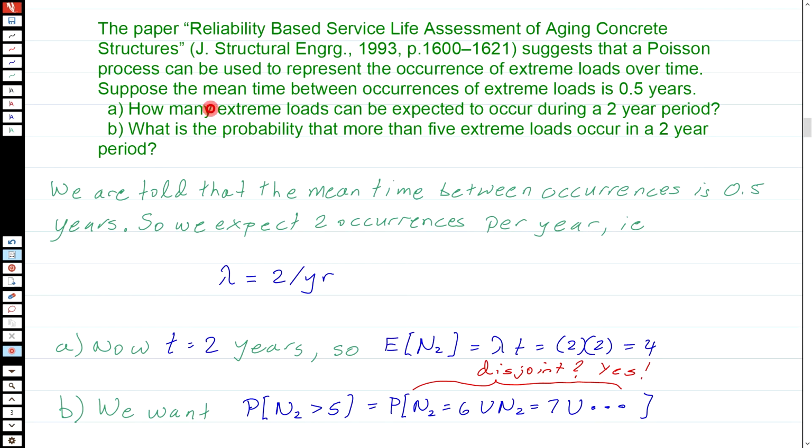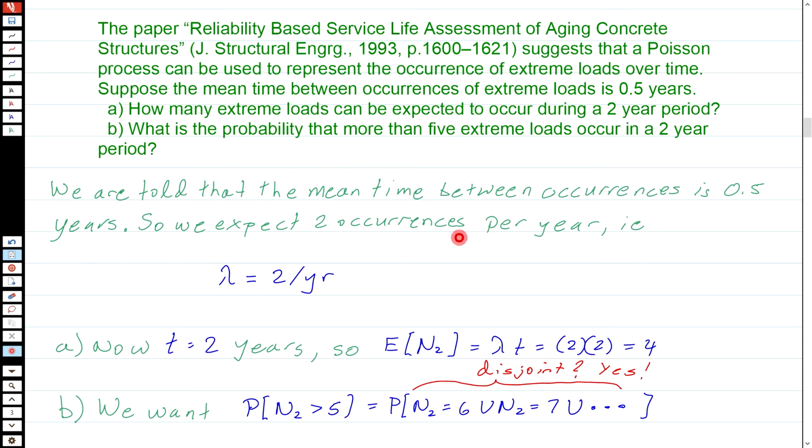What's the first question? How many extreme loads can be expected to occur during a 2-year period? Well, t is now 2, and we know what lambda is, so the expected value of n2 is lambda t, which is 2 times 2, which is 4. So in 2 years we expect 4 occurrences. And again, if the occurrences are on average half a year apart, then in 2 years we expect 4 to occur. That makes sense.